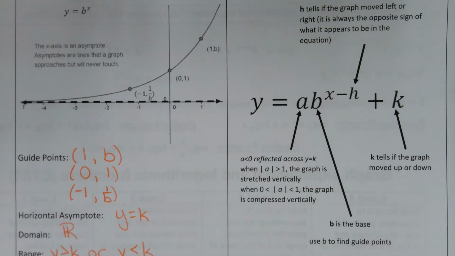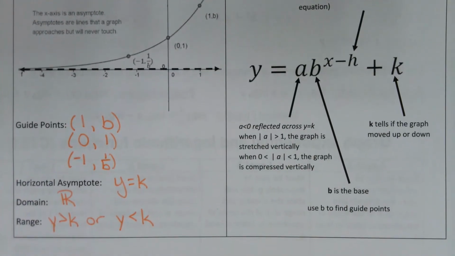H and k tell me translation. H tells me if it's moved left or right. And remember, h is always the opposite sign of what it appears to be in the equation. And then k tells me vertical translation. It tells me how much it moved up or how much it moved down.